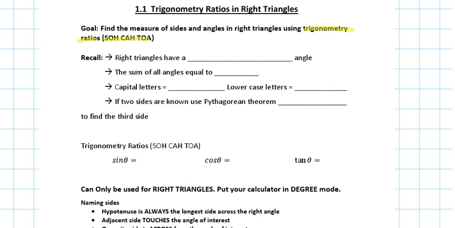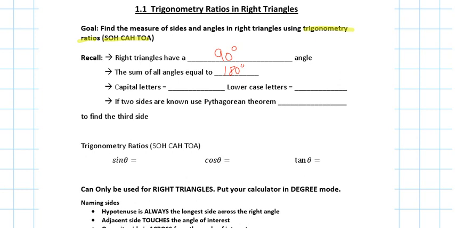So first thing we're going to look at is we have a 90-degree angle. You can only use SOHCAHTOA with right angle triangles. If you use them with anything other than right angle triangles, it won't work. Okay? The sum of all angles equals 180 degrees. So when I'm labeling my triangle, we always label the angles with capital letters.